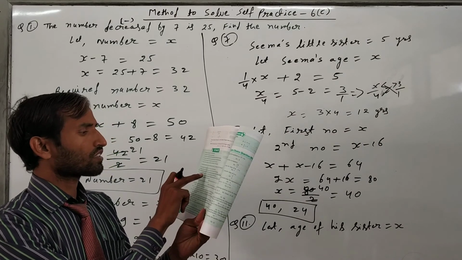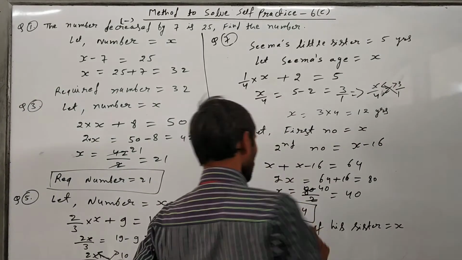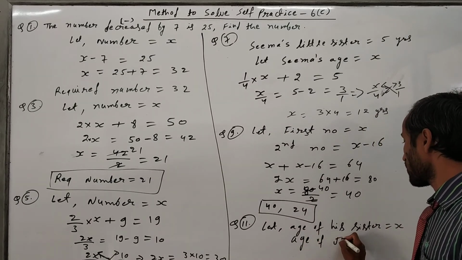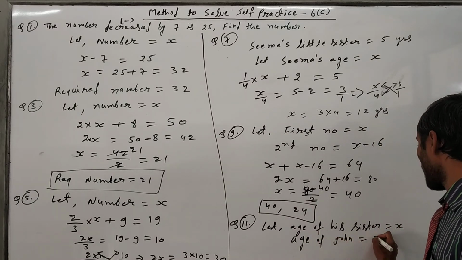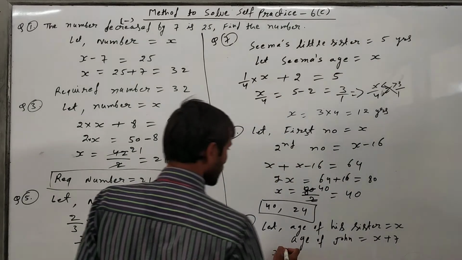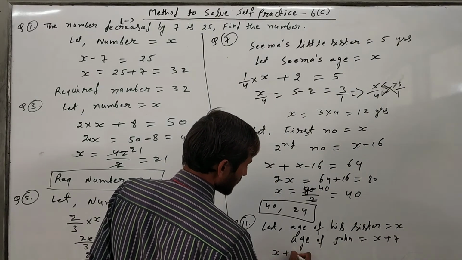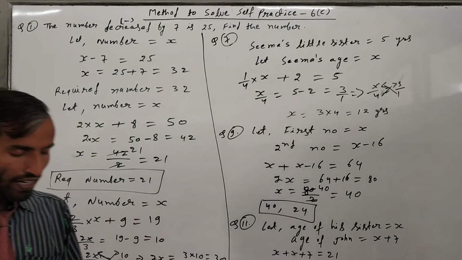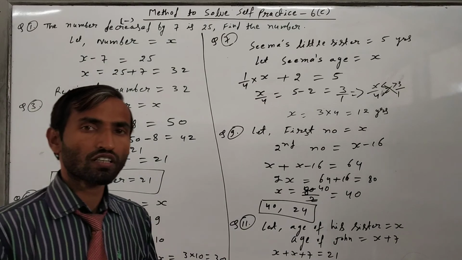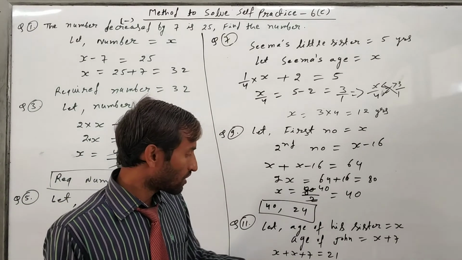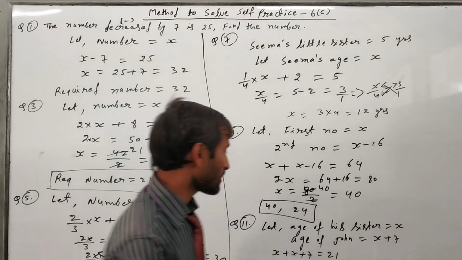So the age of John is equal to x plus 7. Now we will add both. The sum of both ages is equal to 21. So x plus x plus 7 is equal to 21. This is the linear equation. Now we have to solve the linear equation. How will we solve it? x plus x will be 2x. Now 7 will transfer to that side.